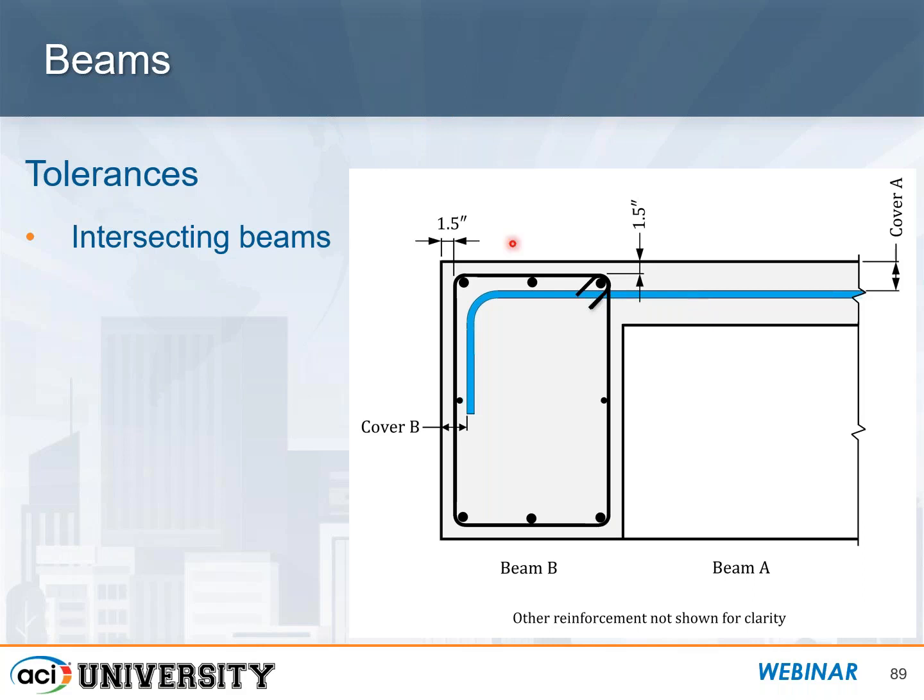Now, we don't want, again, the dreaded double hooked bar. So what we'll do sometimes is put in straight bars and then have this hook bar come in that's lap spliced to the green bar.